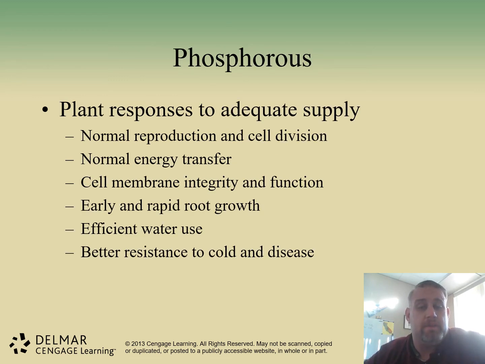Moving on to phosphorus. So phosphorus is part of reproduction and cell division. It's very important in cell membrane integrity and function. It is really good for early growth. Phosphorus is used in seed during seeding to improve early root growth. When you're using phosphorus the right way, it will help with your water efficiency, and it will provide the plant resistance to cold, and it will make it strong enough to resist disease.